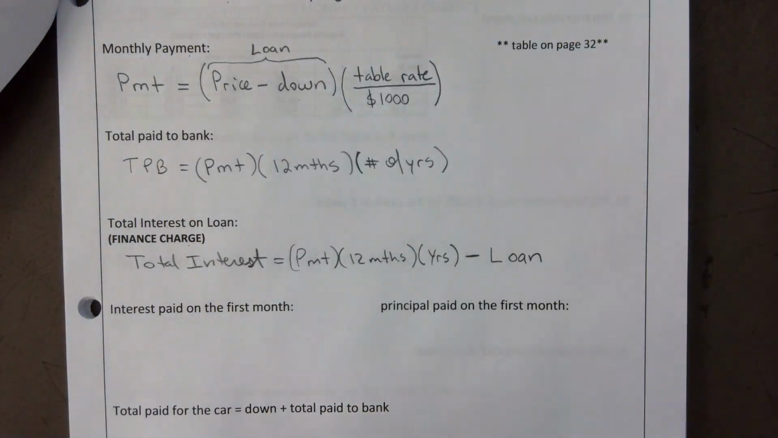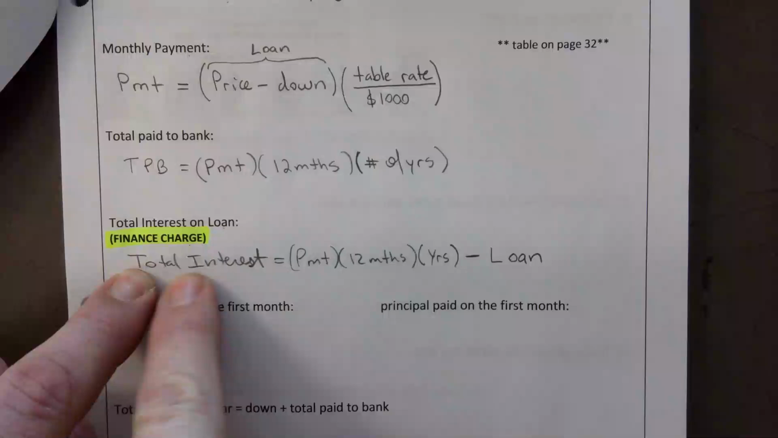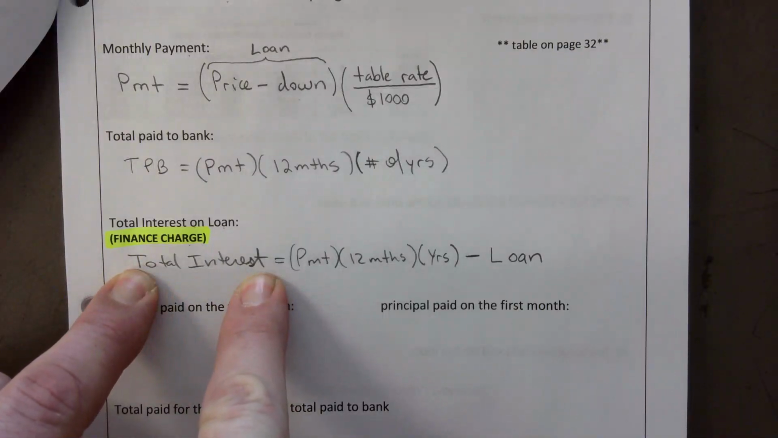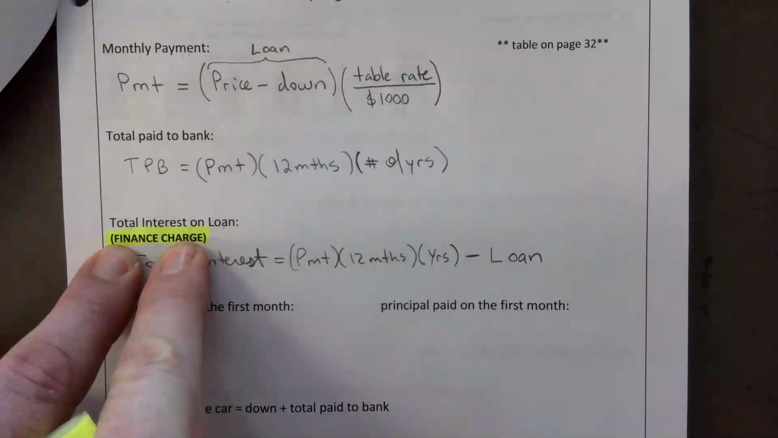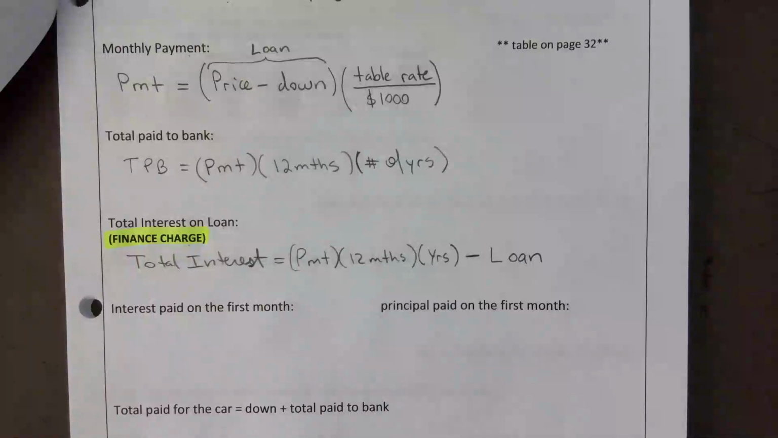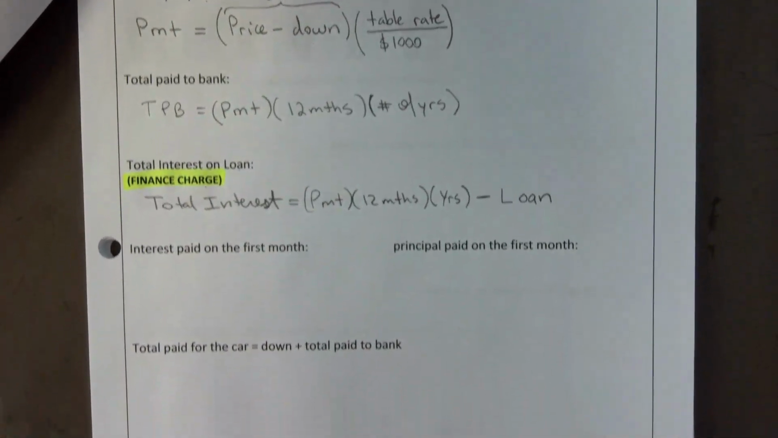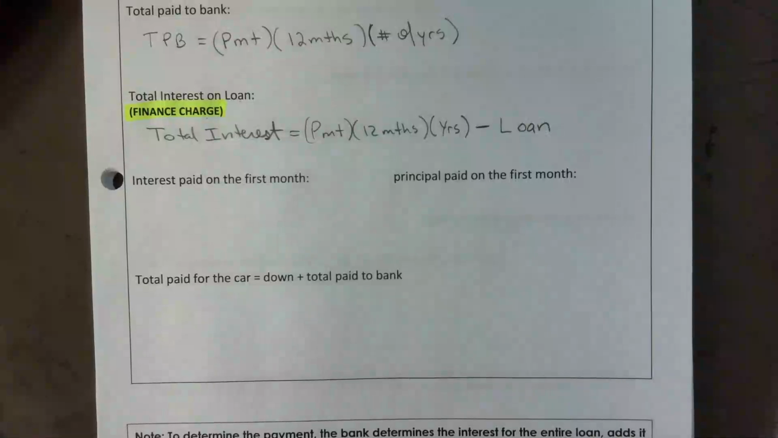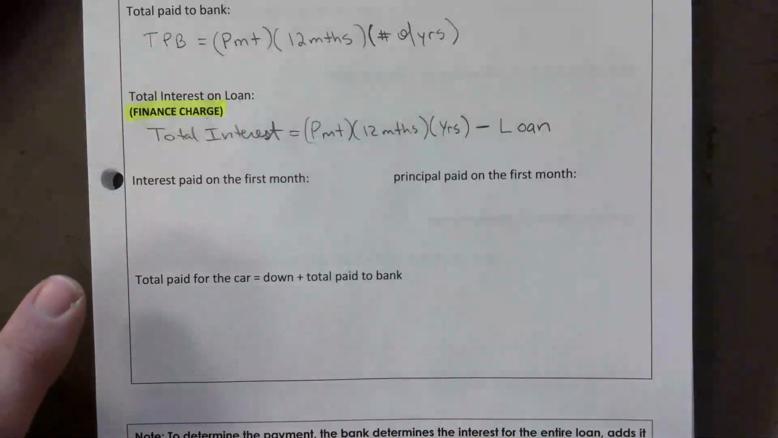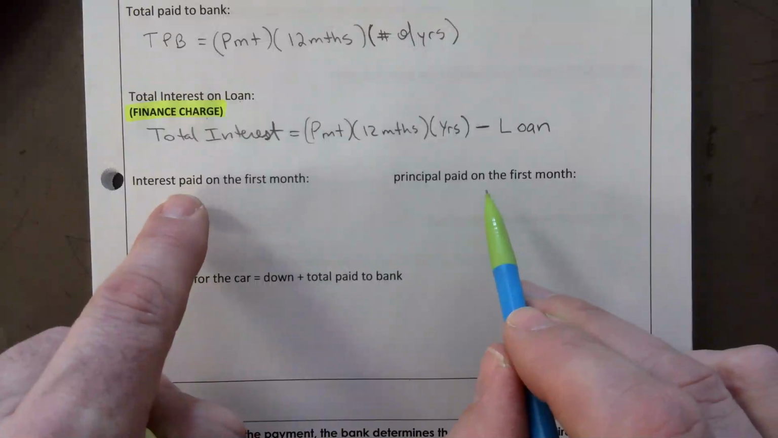Highlight finance charge. I want you to have finance charge next to total interest, because sometimes the province asks for finance charge. You should know they mean total interest. And they'll sometimes throw in over the life of the loan or whatever. But it's all the interest you will have paid. And I will explain interest a bit more, but it's basically how much they charge you for borrowing you the money. That's their profit.